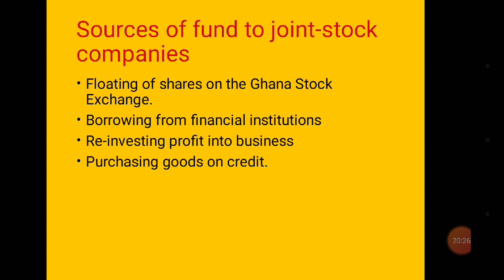Then purchasing goods on credit. Yes, sometimes joint stock companies can negotiate with their suppliers and purchase goods and services on credit, so that they are relieved of immediate financial burdens that should compel them to use physical cash to pay. And so these are some ways joint stock companies source funding.